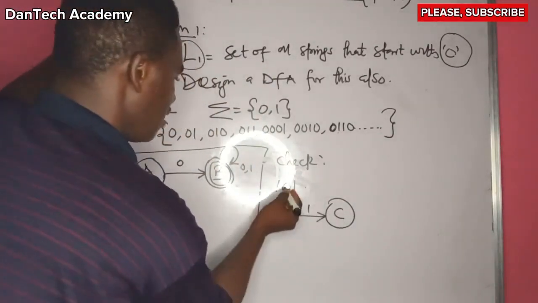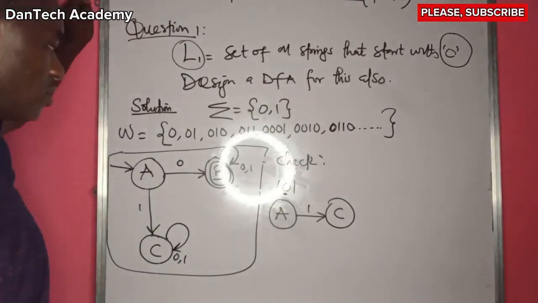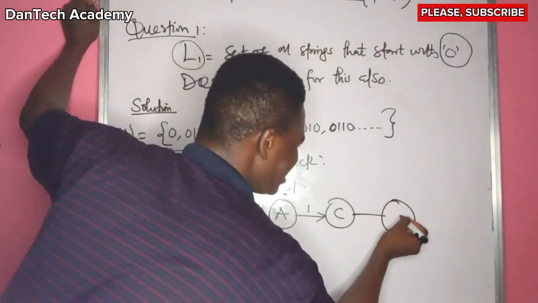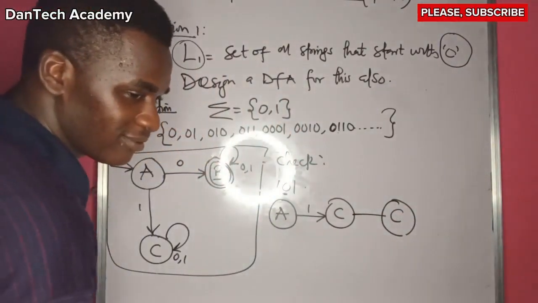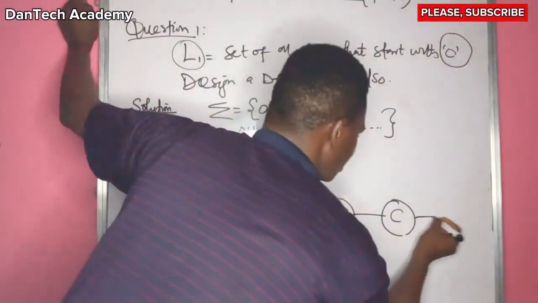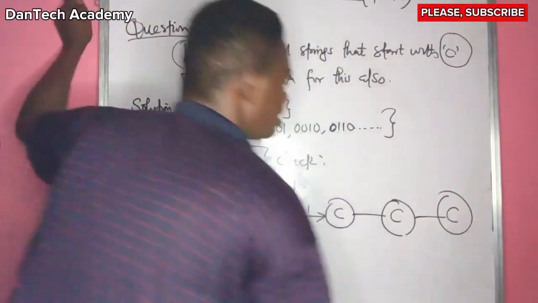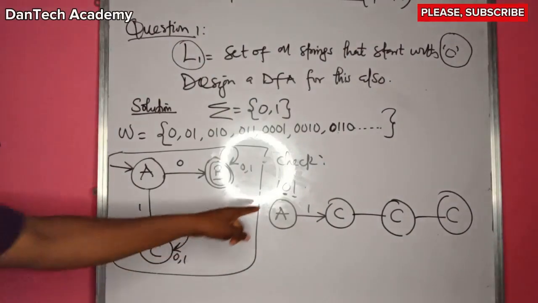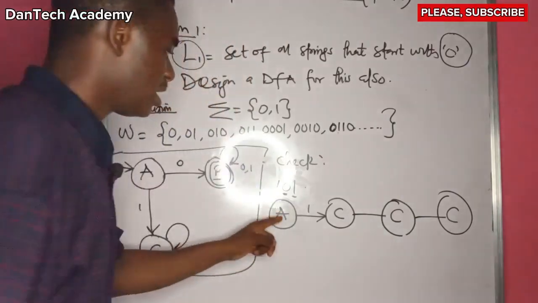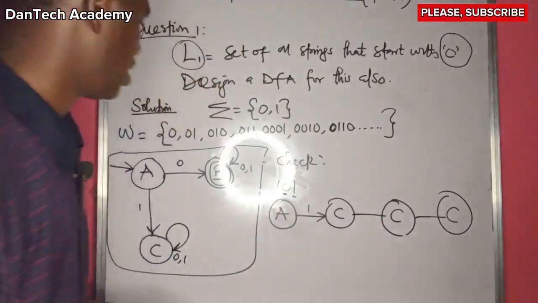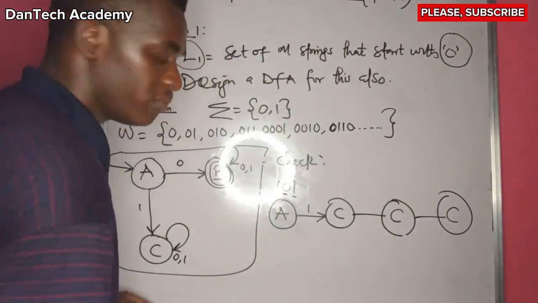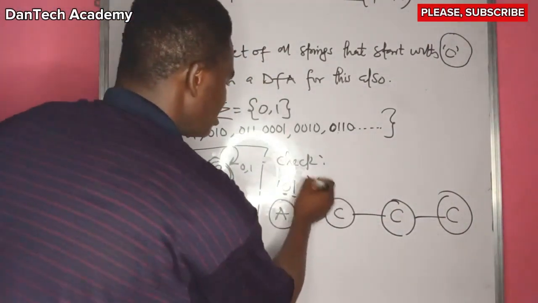From C here, we have another 0. This 0 here will become a self loop. It still remains in state C. The next one is 1. Self loop. It still remains in state C. Now, how to know if you are correct? If this 101 is accepted or rejected, you now check A, C, C, C. Have we arrived at the final state? No. B is the final state. That means this is not accepted.